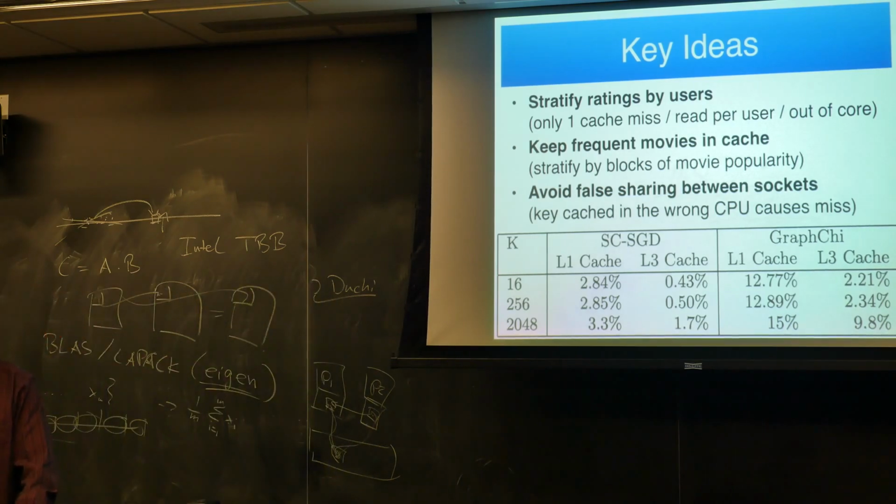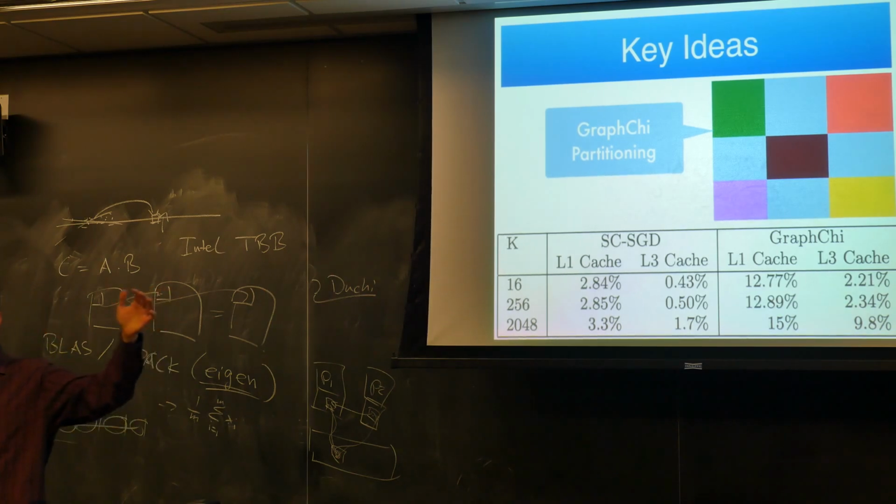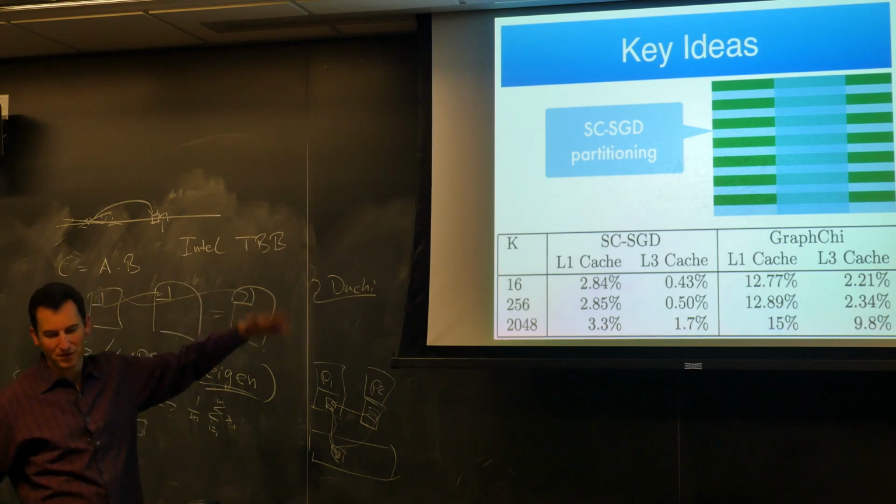So GraphG, by the way, made one key mistake there. They basically go and partition the users and movies like a checkerboard and then process each of those blocks separately, whereas what we do is probably closer to Venetian blinds, because you basically process one user at a time.